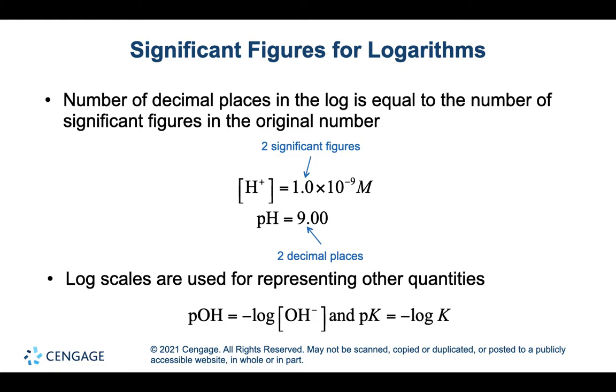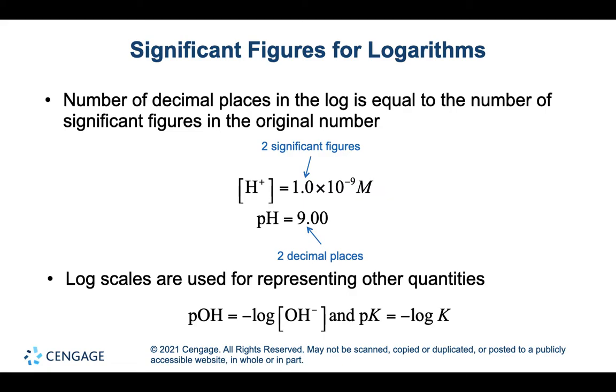However many decimal places you have in the pH should match the number of significant figures in your molarity. So if your molarity has 2 significant figures, you should show 2 decimal places in your pH. So if your H+ is 1.0 times 10 to the minus 9 molar, your pH should be 9.00 because 1.0 had 2 sig figs. You should show 2 decimal places in your pH.